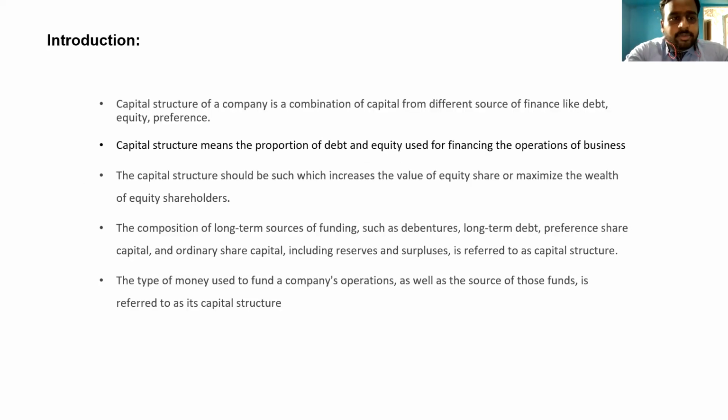on the other slides. So the introduction: capital structure is a combination of capital from different sources of finance like debt, equity, and preferences. There are various different sources of finance during any business. So these are the various sources which can be used for finance. Capital structure means the proportion of debt and equity used for financing the operation of the business.